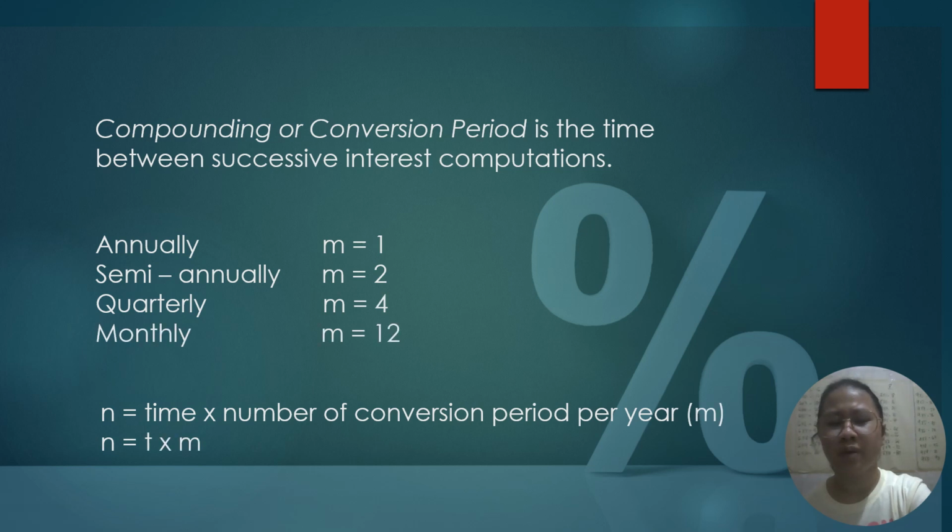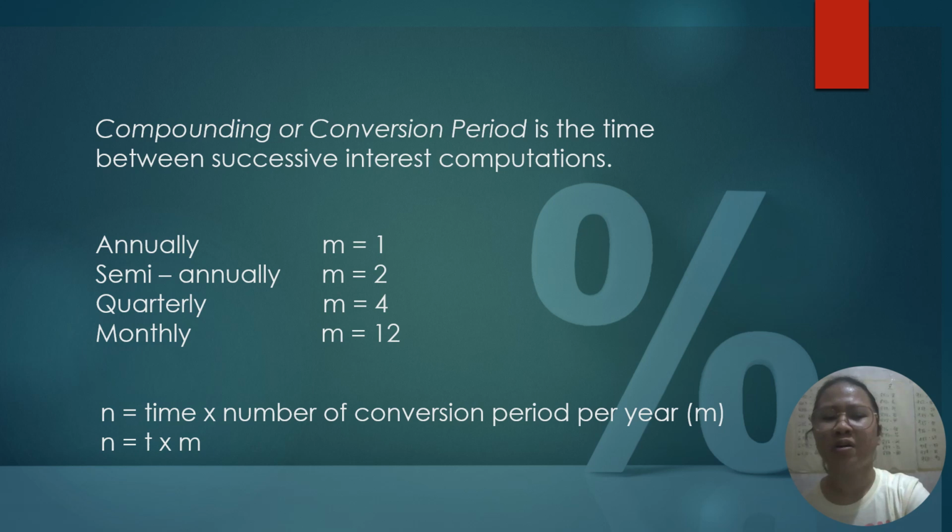Compounding or conversion period is the time between successive interest computations. Annually is 1 month, semi-annually is 2 months, quarterly is 4 months, and monthly is 12 months. The number of conversion periods for 1 year is denominated by M, while the total number of conversion periods for the whole investment term is denominated by N. Conversion periods are usually taken as an exact division of the year such as monthly, quarterly, semi-annually, and annually.